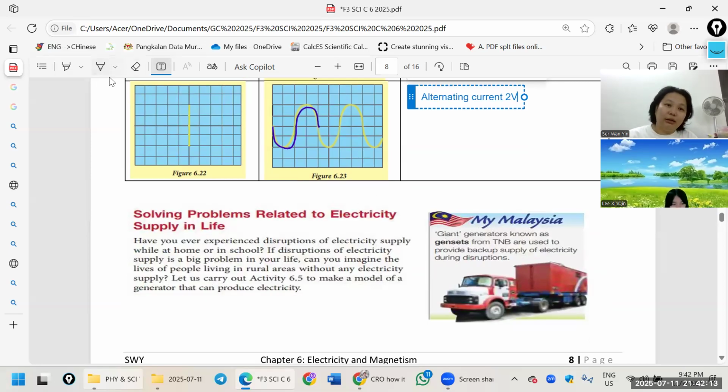Okay, let's say if our house got a disruption of electricity supply, then our government will give a giant generator known as a genset from TNB during the disruption. I'm not too sure, 2 or 3 years before in Taman C, we got a really bad electrical disruption. So I could see this truck come to our school.